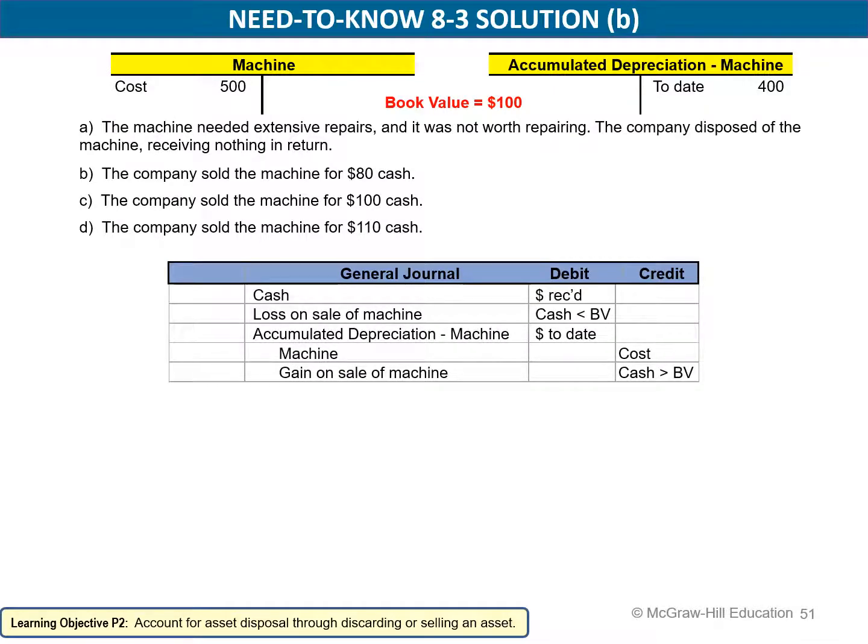cash received as a debit. If our cash is less than our book value, we're going to record a loss. We're going to record the accumulated depreciation on the machine to date as a debit. We're going to record the machine cost as a credit, and then we're going to record the gain on sale of the machine if our cash is greater than our book value.